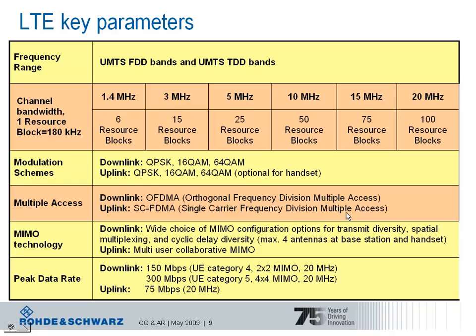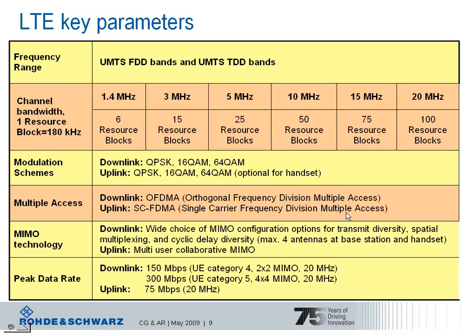LTE peak data rates in downlink: we can achieve 150 megabit per second with a 2x2 MIMO configuration, which would be represented by UE category 4. And we can even achieve 300 megabit per second peak data rate in downlink with UE category 5, which would stand for the 4x4 MIMO setup. Both values are true for 20 MHz operation. In uplink, 75 megabit per second peak data rate in 20 MHz operation is possible.